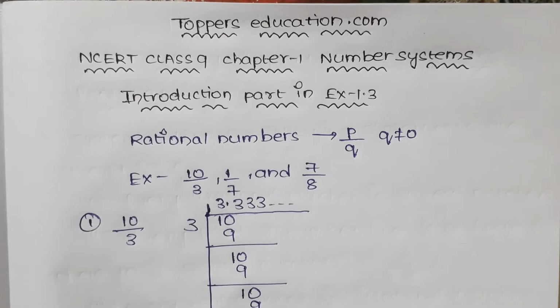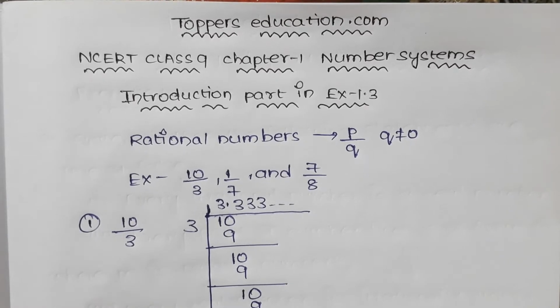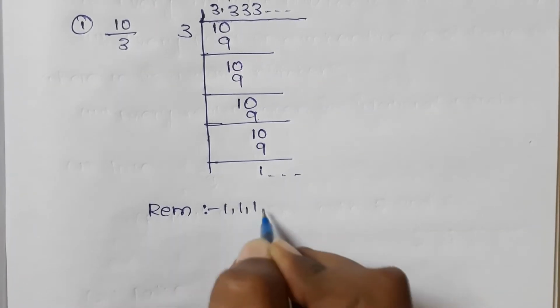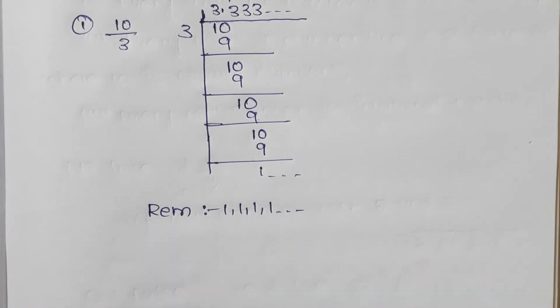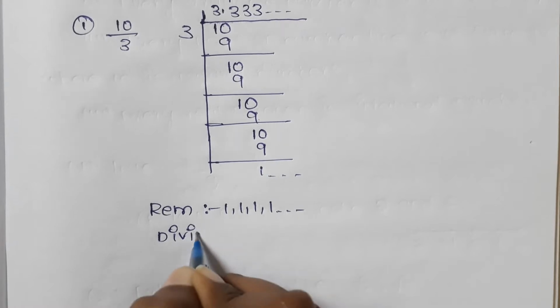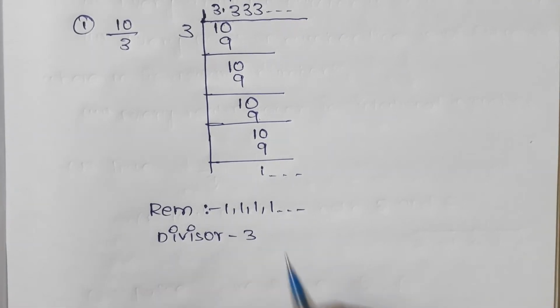Here in this, the remainder we get is 1, 1, 1, 1. Continuously we are getting the remainder as 1. And here the divisor, we know that the divisor is 3.